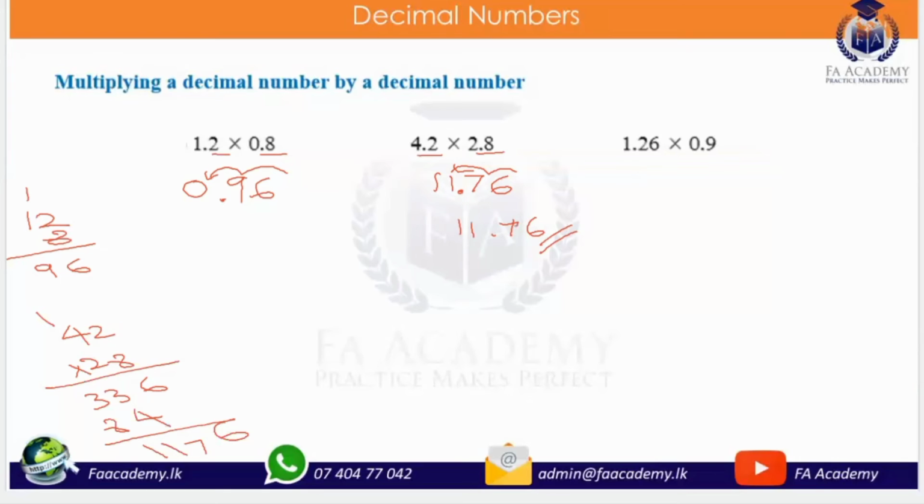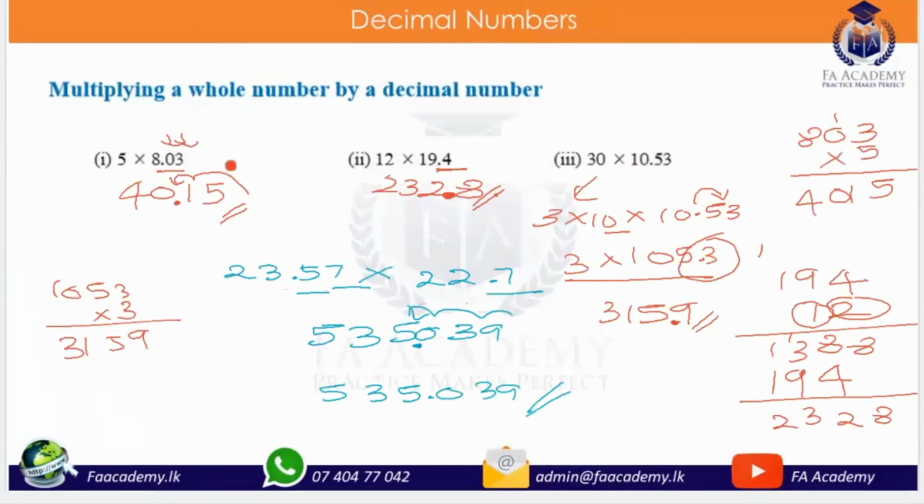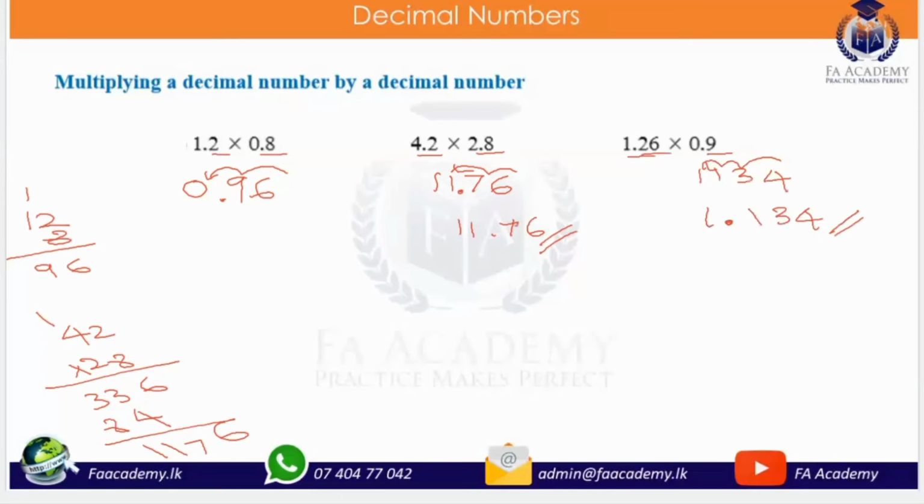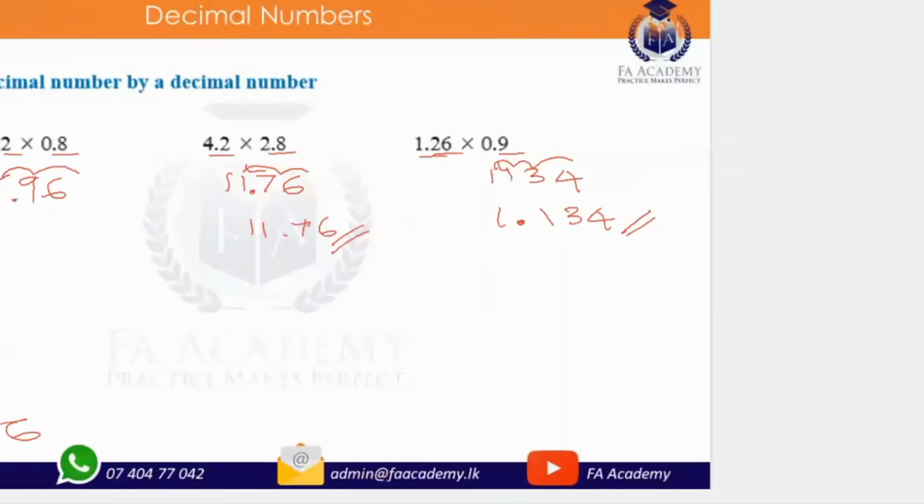When you do the workout, you can pause the video and try if you like. The ones who did it can check with their answers. 1134. How many decimal places are there? Exactly 3. So you get the answer as 1.134. I hope you all understood that part. So simply when you get two decimal numbers to multiply, the same technique that we followed over here: forget about the decimals, multiply, then check how many decimal places there are and place the decimal as I told you.